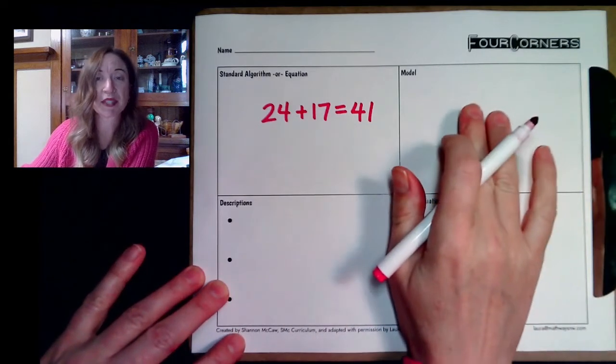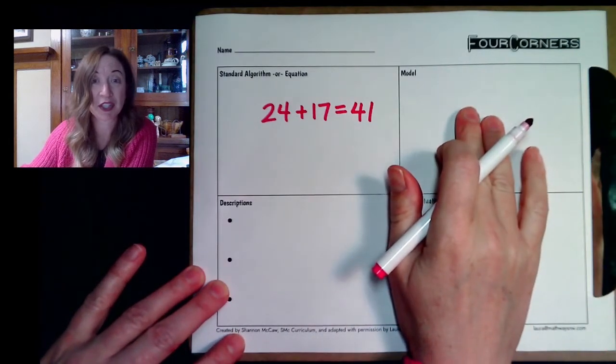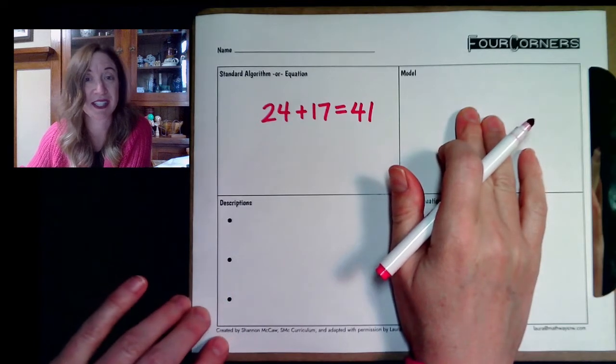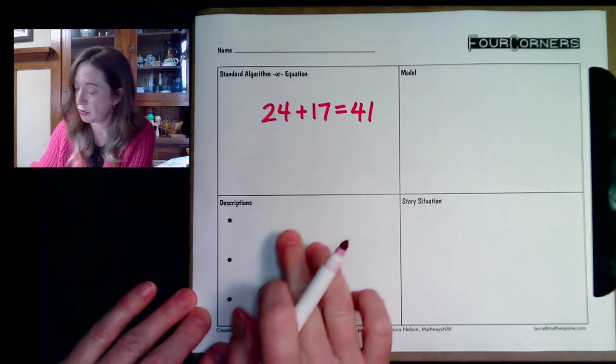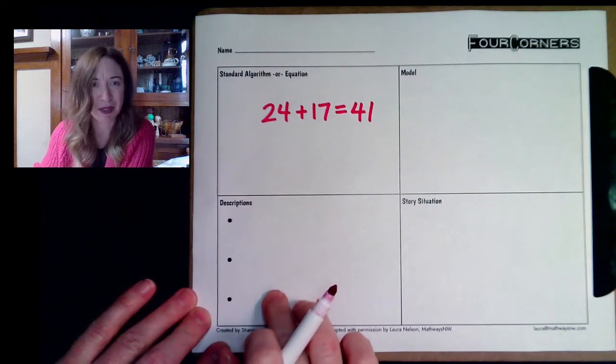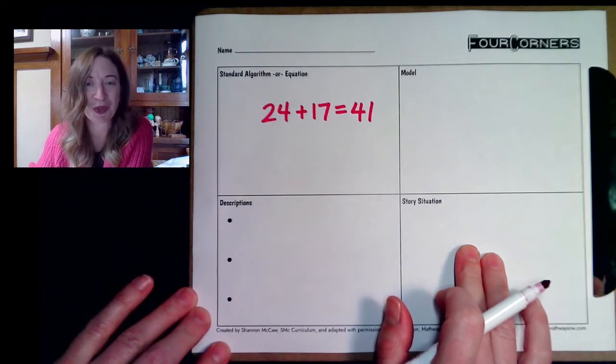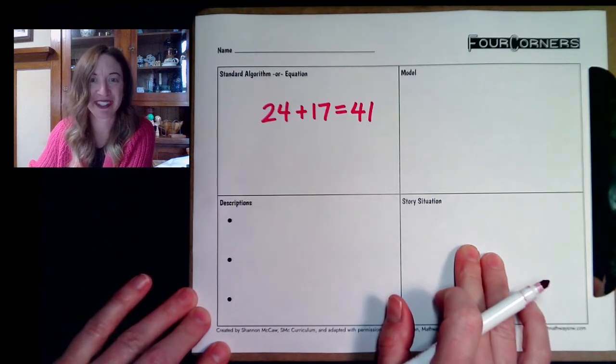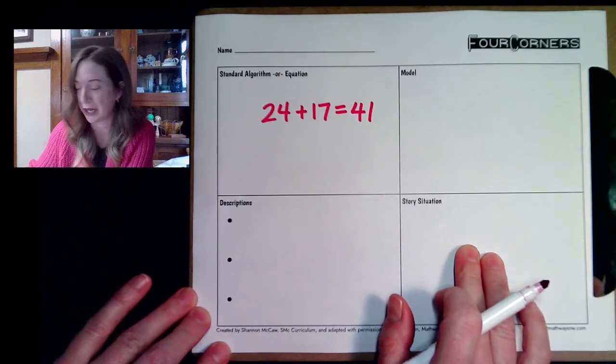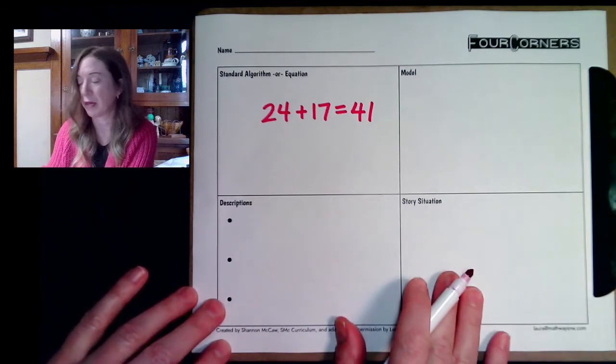You have to come up with some way to show us a model to show that 24 plus 17 is 41. At least 3 ways to describe what's happening, and I'll get to that in a minute. And then write a story situation where you tell me a story using the numbers 24 and 17, making 41. So let's start with the model.